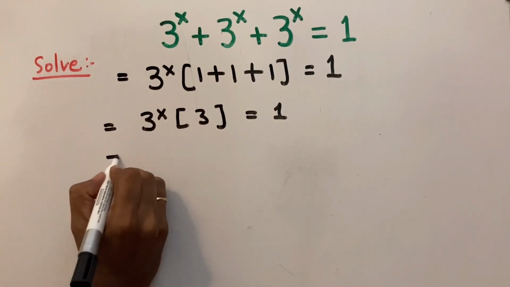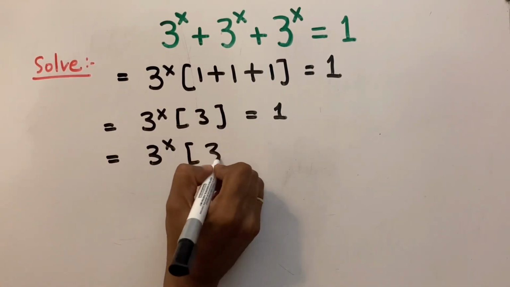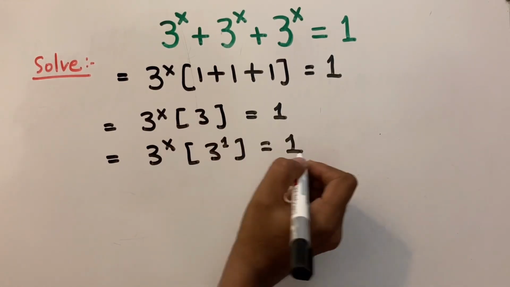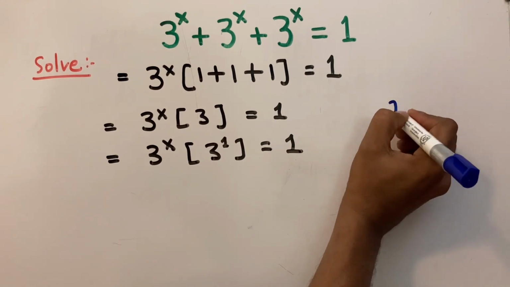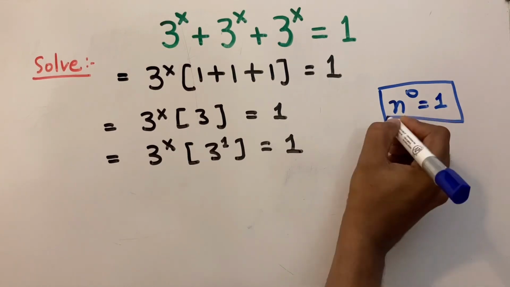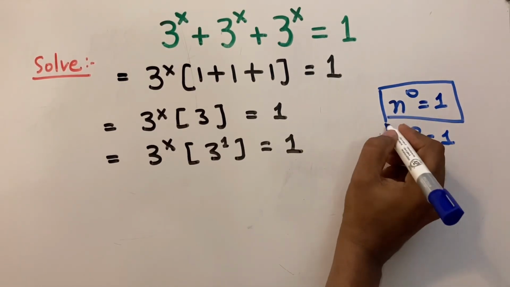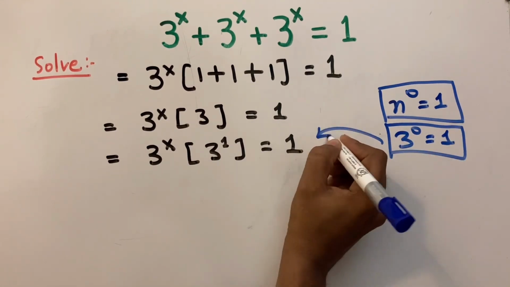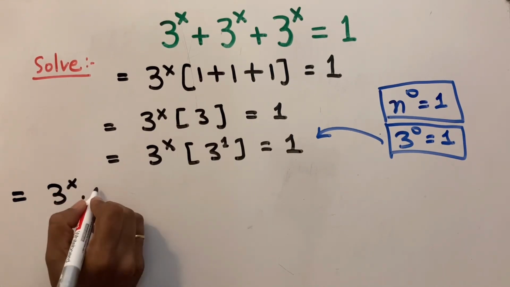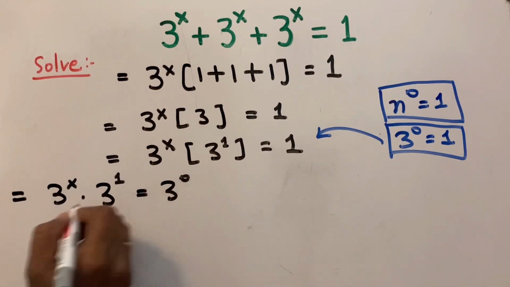So this can be written as 3 to the power x bracket 3 to the power 1, bracket close, equals 1. As you must know, n to the power 0 is equal to 1. So 3 to the power 0 is also equal to 1. Replace it here. So this simplifies to 3 to the power x multiply 3 to the power 1 equals 3 to the power 0.